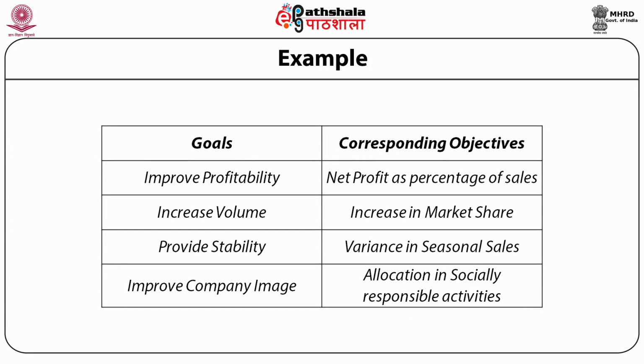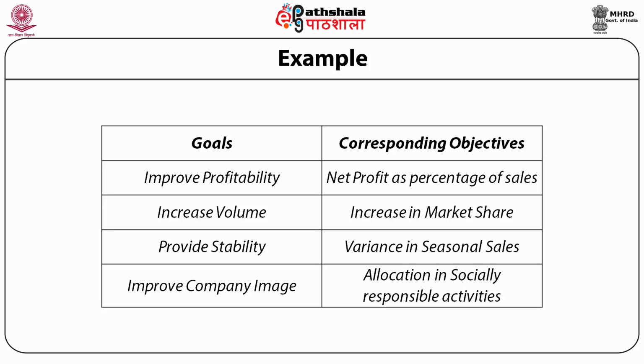Let us look into a few examples that will help you clarify how goals and corresponding objectives are set forth. If the goal is improving profitability, the corresponding objective can be net profit as a percentage of sales. If the goal is to increase volume, it can be achieved by setting up a corresponding objective like increasing the market share. If the goal is to provide stability, the corresponding objective can be to reduce the variance in seasonal sales. If the goal is to improve the company's image, the corresponding objective can be the allocation of money for socially responsible activities.